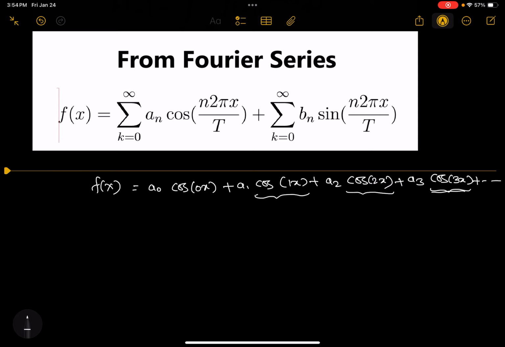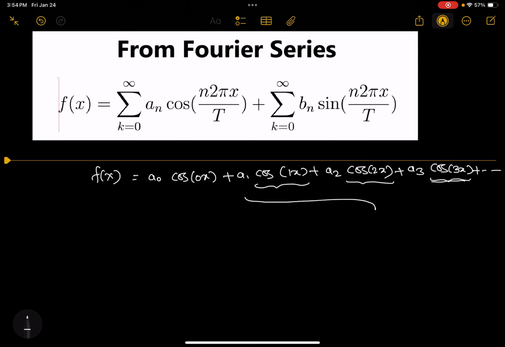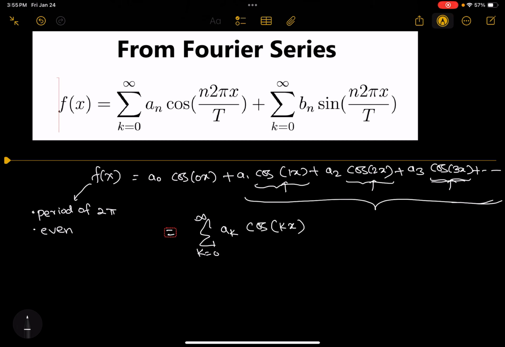So if we look at all of them as a common function, all of them are going to repeat after 2 pi. As a whole, this infinite series is going to repeat after 2 pi. So one of the properties that this function has is a period of 2 pi, which means its behavior repeats after every 2 pi. Also, since all of these are even functions, this function is going to be even. So this infinite series, the sum from k equals 0 to infinity of a sub k cos kx, gives us a function which is even as well as has a period of 2 pi.